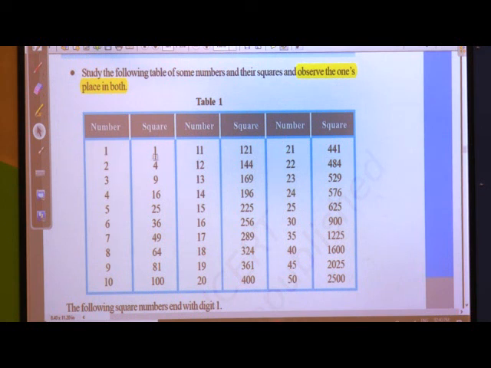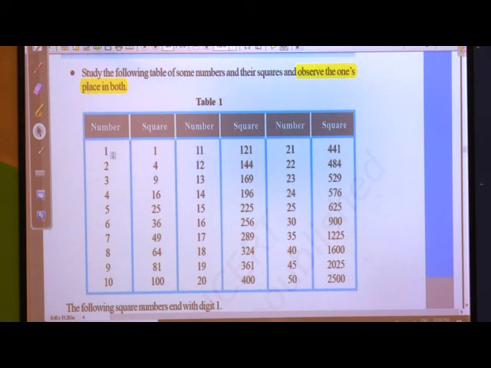Number 1, square 1. 2, 4. 3, 9. 4, 6 is in ones place. 5, 5 is in ones place. 6, 6 is in ones place. 7, 9 is in ones place. 8, 4 is in ones place. 9, 1 is in ones place. And 10, 0 is in ones place. Let us go to 11.